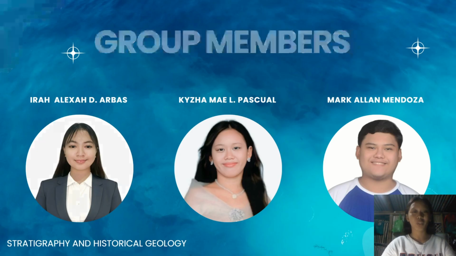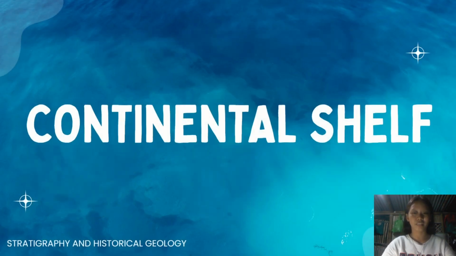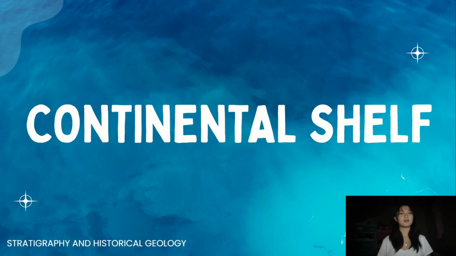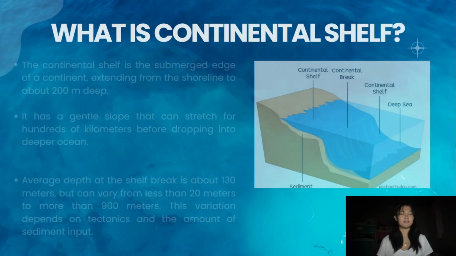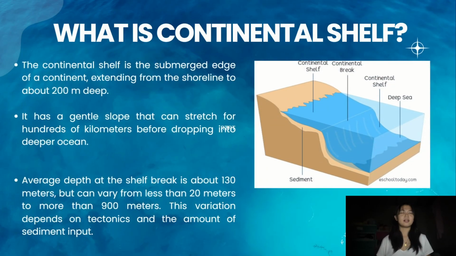So, what is continental shelf? So now, let's talk about continental shelf. What is continental shelf? The continental shelf is the submerged edge of a continent extending from the shoreline to about 200 meters deep. It has a gentle slope that can stretch for hundreds of kilometers before dropping into deeper oceans.